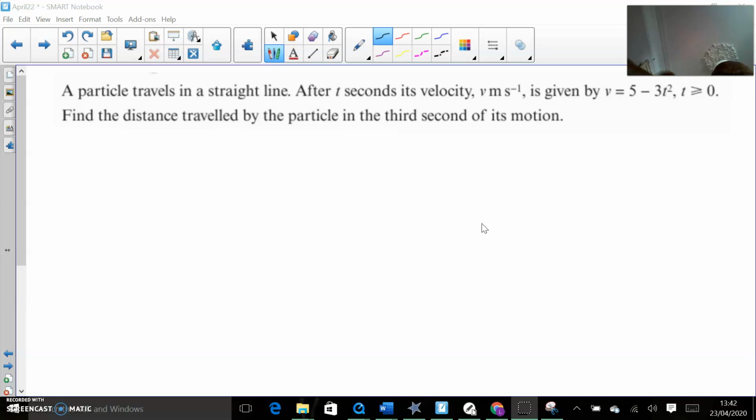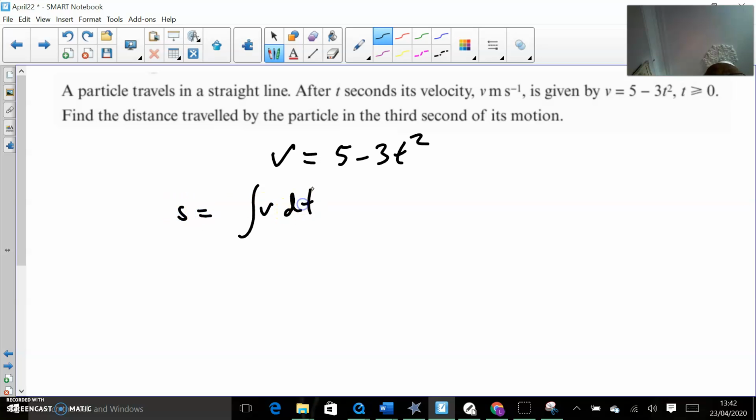So we have v equals 5 minus 3t squared. So in order to get the distance, we want to integrate. Integrating will give you the displacement. So we have the displacement s is the integral of v dt, which would be the integral of 5 minus 3t squared dt. And we want to go from the second to the third, from t equals 2 to t equals 3. To do this, you can just integrate between those two values.